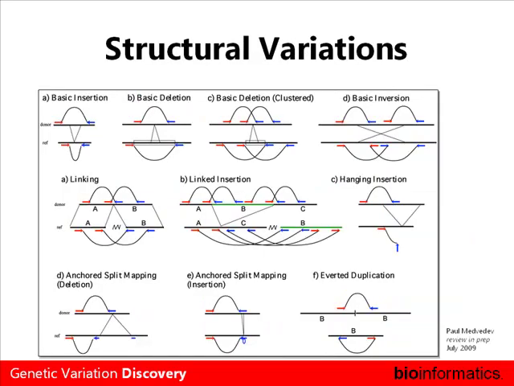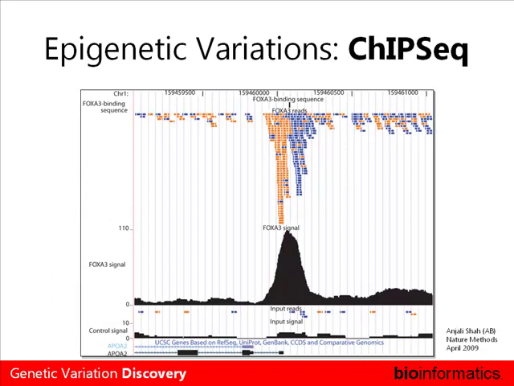But it's not only SNPs and indels that we care about. We also are interested in structural variations, and Mike Brudno is going to be discussing some of that tomorrow. And then we also have other aspects such as epigenetic variations. We mentioned earlier today bisulfite sequencing, and also ChIP-seq is a very popular thing going on right now.